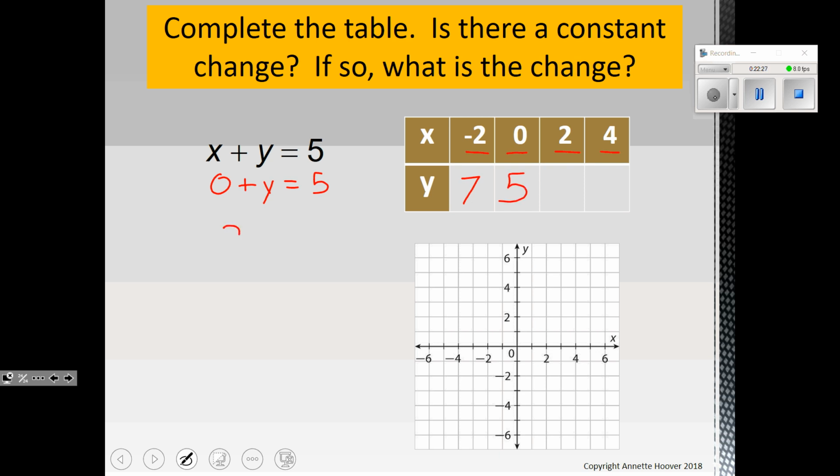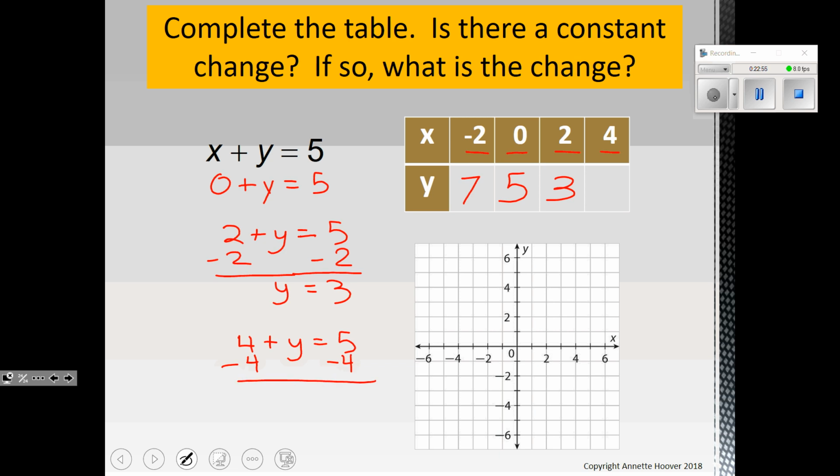When we plug in 2, then we have to subtract 2 from both sides. Then y would be equal to 2. Oops, I put 3 right there. Sorry, my mistake. Sometimes my brain goes to the answer too fast. Y is equal to 3. And now let's plug in 4. 4 plus y equals 5. We subtract 4 on both sides, so y would be equal to 1.